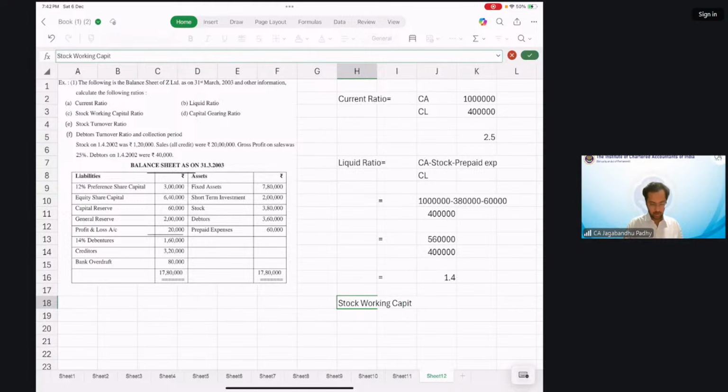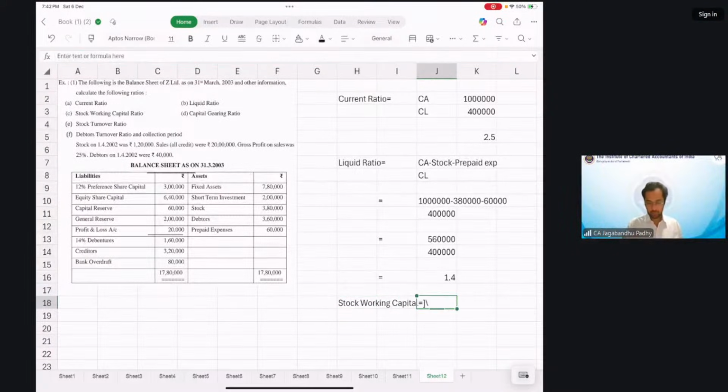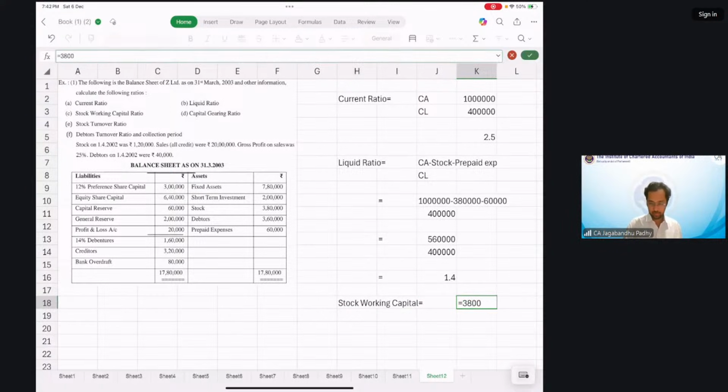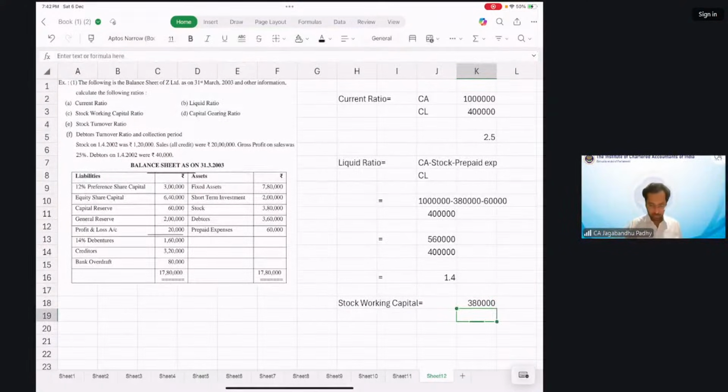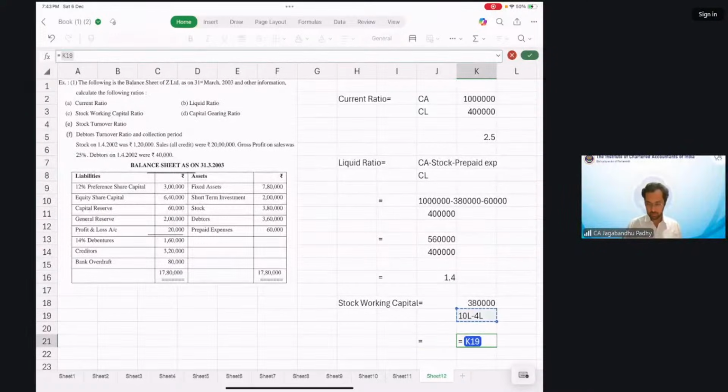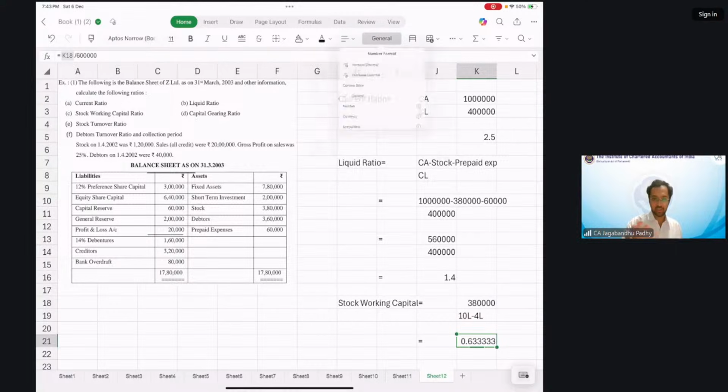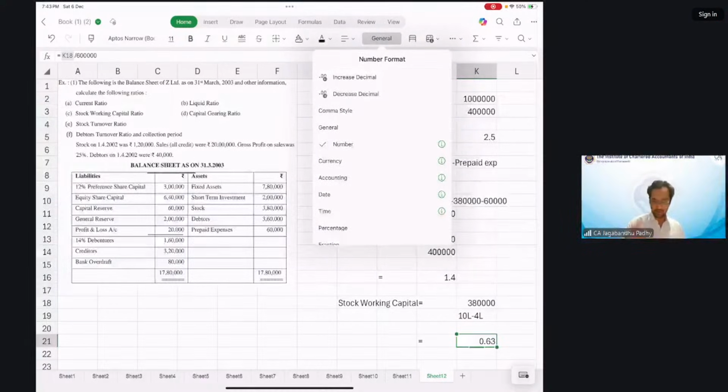Then we have stock to working capital. So stock to working capital, we have stock of what? 3 lakh 80,000 upon working capital, which will be current asset minus current liabilities, which is 10 lakh minus 4 lakh. So this is 3 lakh 80 divided by 6 lakh, which is 0.63.